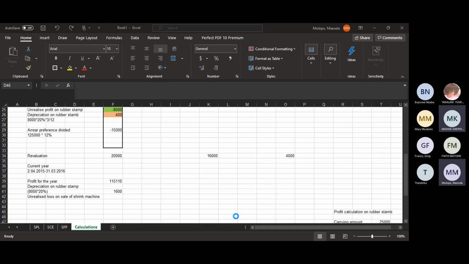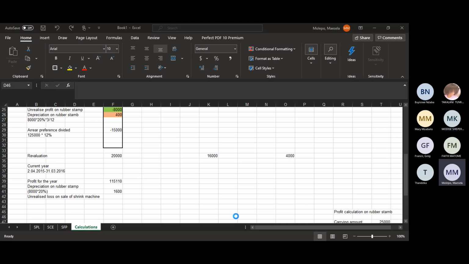Okay, wait. What are you calculating on the 20%? The loss. Okay, so you don't even need to calculate. Read the statement correctly. The machine was sold at a loss of 4,000. So you are already given the loss.